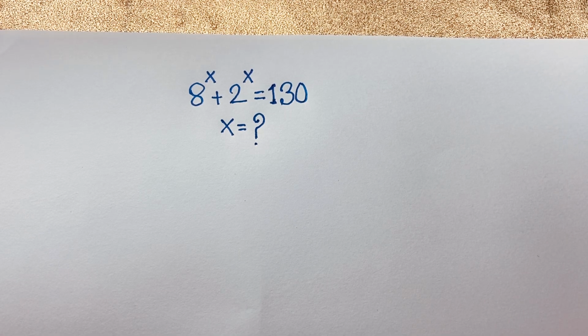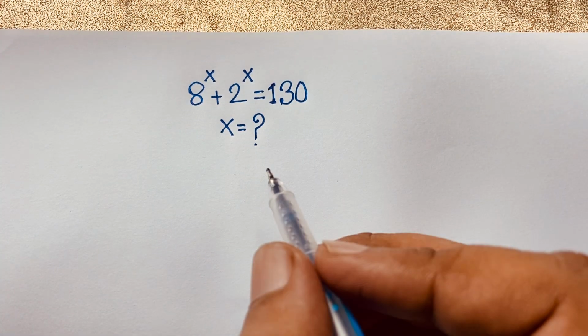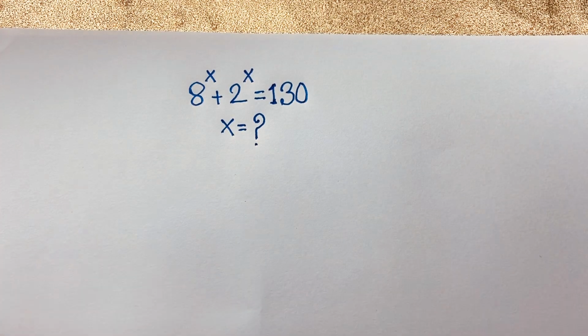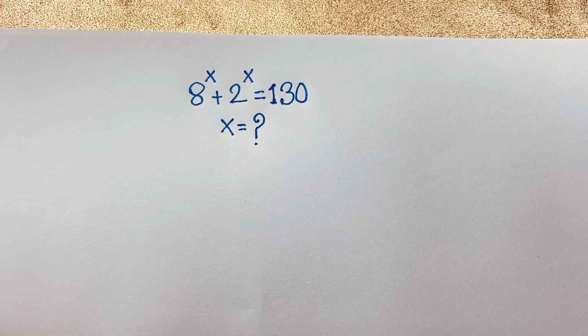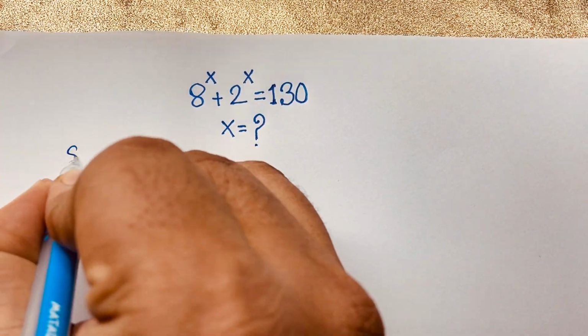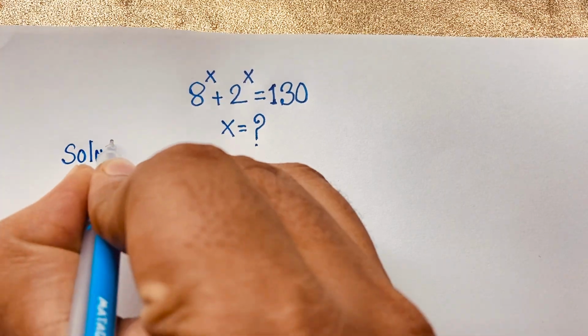Today we are going to solve a nice viral maths Olympiad question. This question is 8 to the power x plus 2 to the power x is equal to 130. X is equal to what? How to solve this interesting maths Olympiad question? So, solution: I solve this question by an easy method.